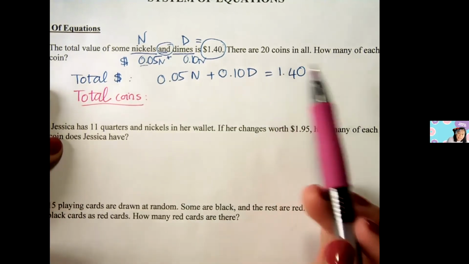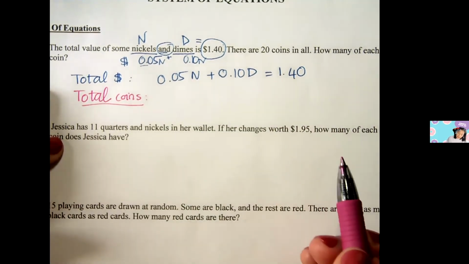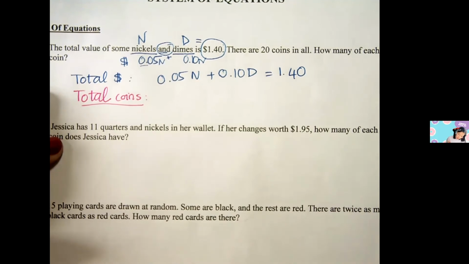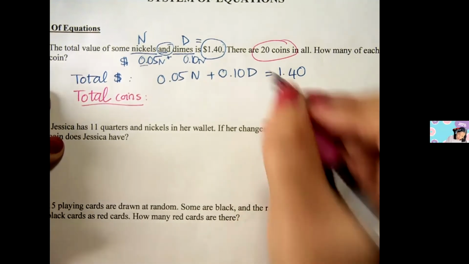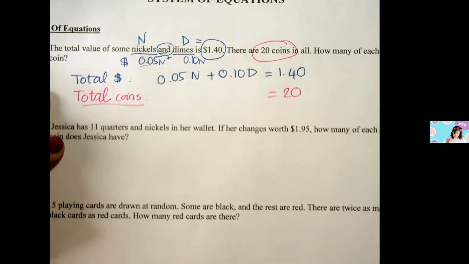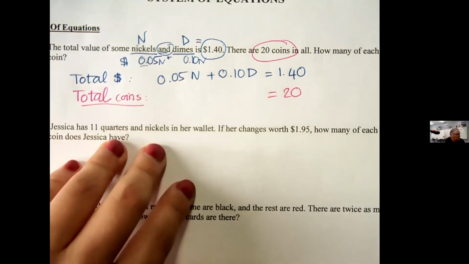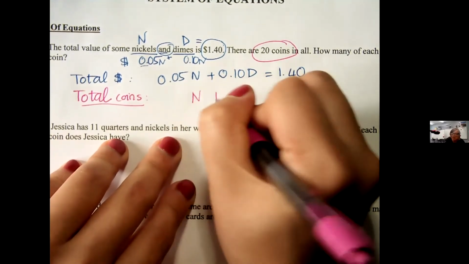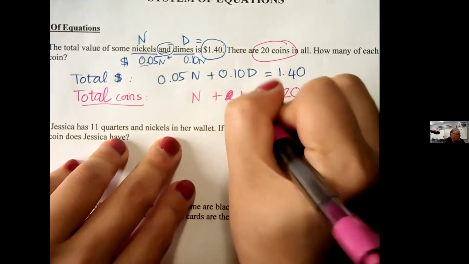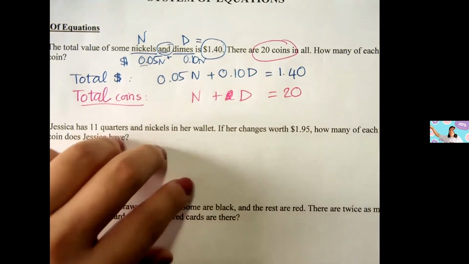So in the sentence, which one are they telling us to write for the second equation? Well, we know that there's a total of 20 coins, so we have to set up our equals 20. And what is equal to 20, please? N plus D equals 20.